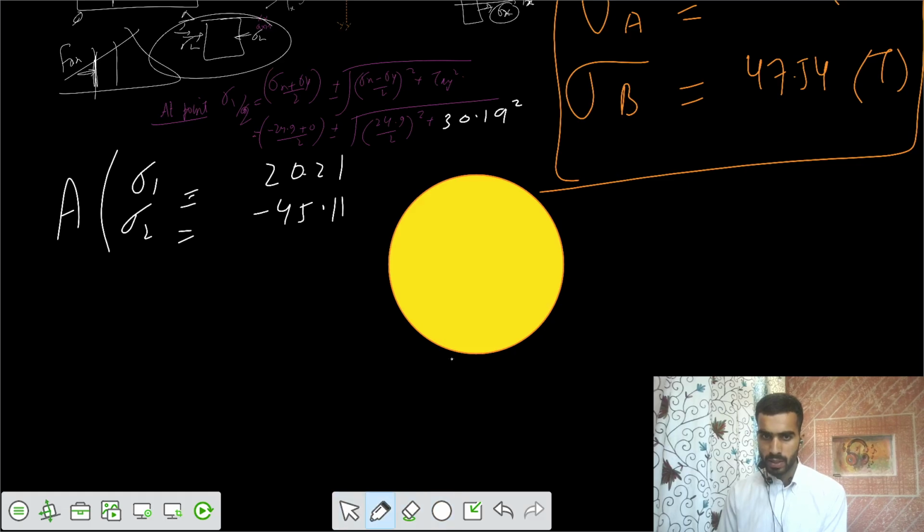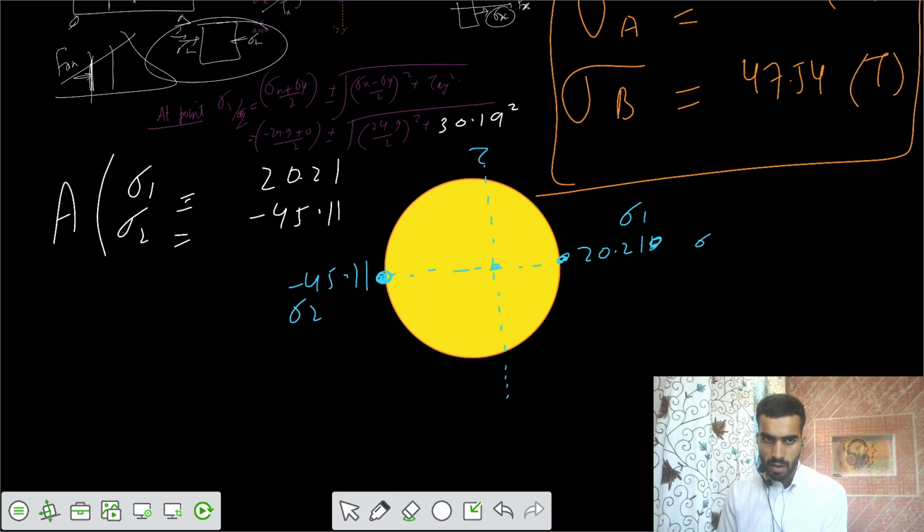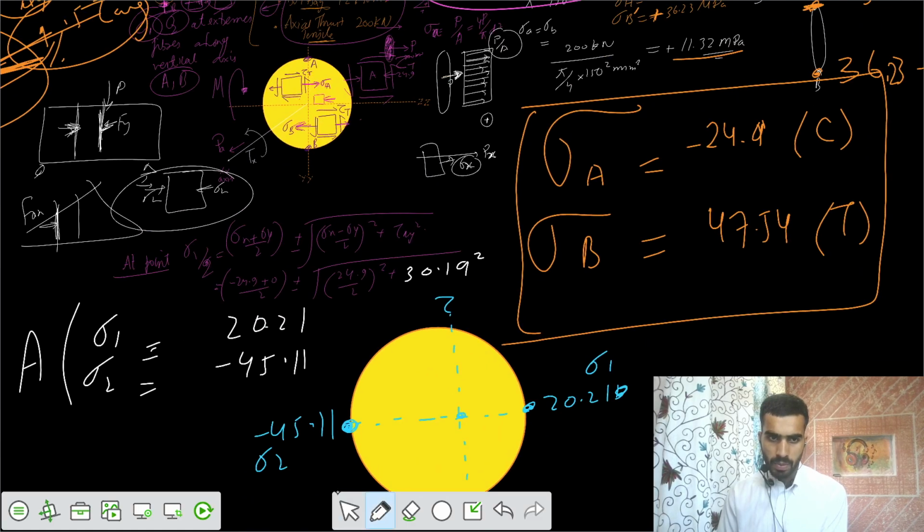So if you draw the Mohr circle, there is some stress of minus 40.11, and there is some stress of 20.21. I would write this is some sigma 1, this is some sigma 2. Then there is some vertical and some horizontal axis. This is tau and this is sigma. That means this is origin. And if you represent the planes for A, you have sigma that was compressive, some value of compressive, equal to 24.9, and you have some shear stress of 30.19.